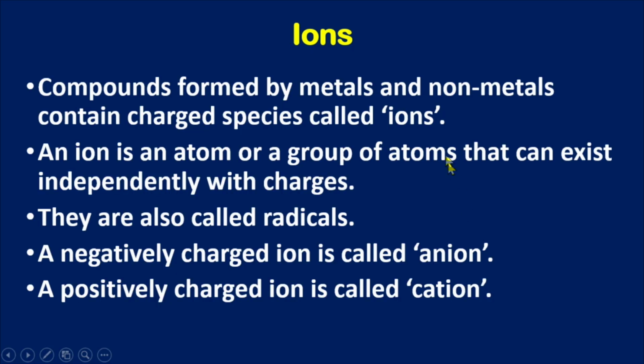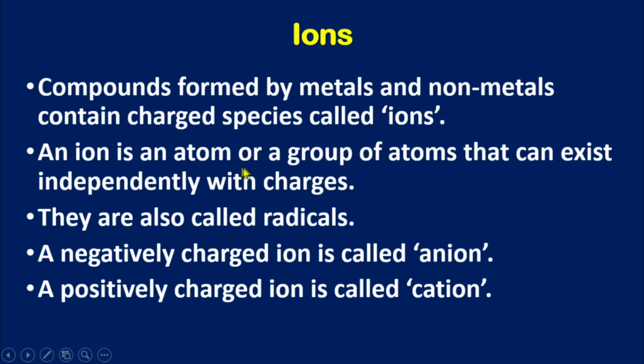Okay children. Now let us understand what are ions. Compounds formed by metals and non-metals contain charged species called ions. So children, if a compound is formed by the combination of a metal and a non-metal, like for example we have sodium and we have chlorine. Sodium is a metal and chlorine is a non-metal. So they are formed by the charged species of the sodium and chlorine called as ions.